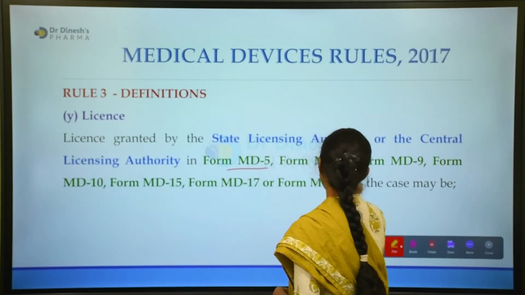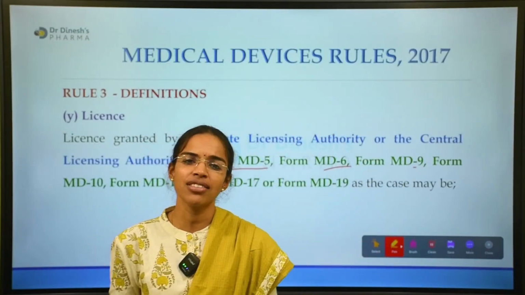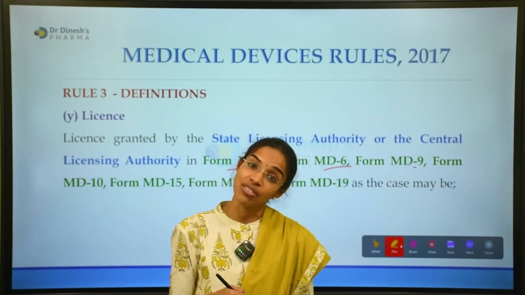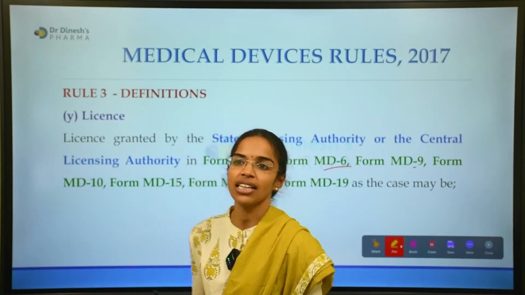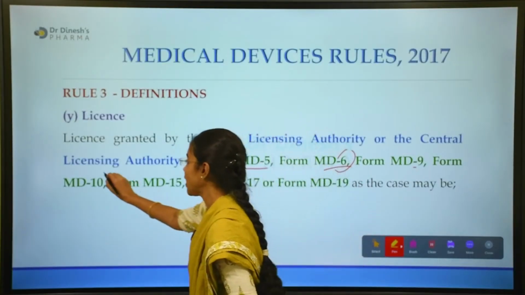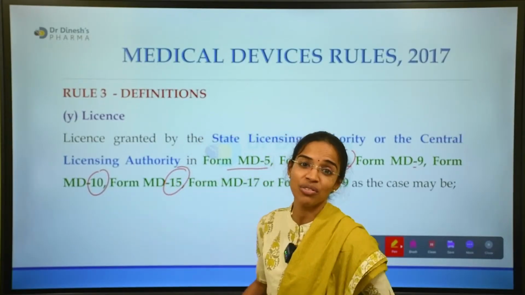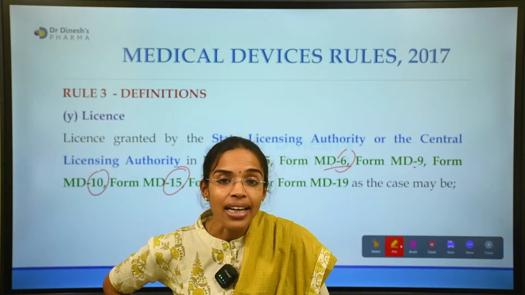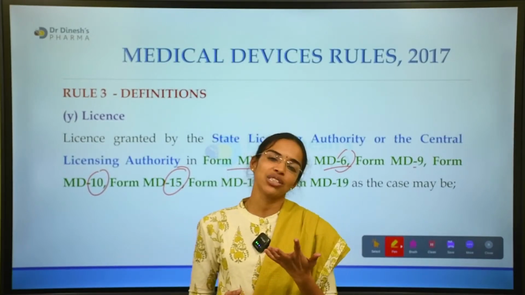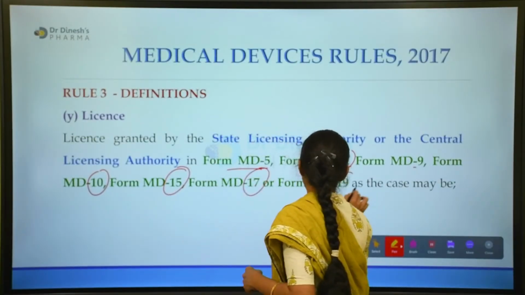So just now we have discussed forms 3, 5, 7 and 9, which are related to the risk classification system, and form 6, form 10 and form 15. Form 15 is about the import. It is about the grant of import license. 14 is the application for import license and 15 is the grant of import license, and form 17, 19.